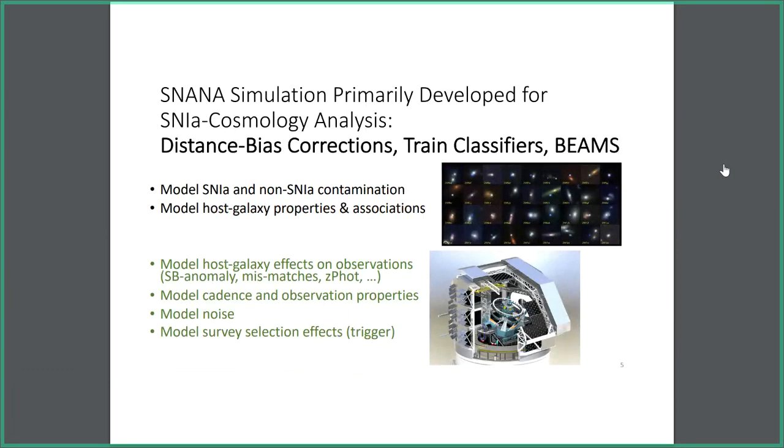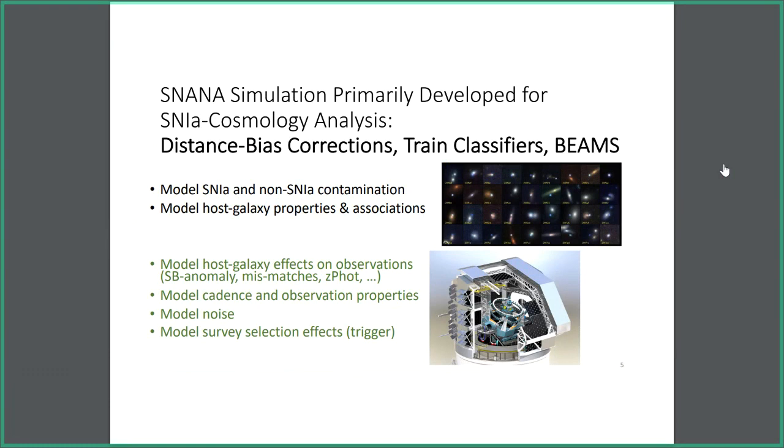I wanted to point out what this simulation is really for and how it's being used. This is an SNANA simulation, and the primary reason for its existence and development is for an SN Ia cosmology analysis. In particular, there are three things that we need it for: distance bias corrections, training classifiers, and using BEAMS. Roughly speaking, you can think of the simulation as two parts. First, there's the physical universe. We want to model type Ia and non-SN Ia contamination. Of course, contamination to us in a cosmology analysis is always somebody else's gold, so you have to be a little careful about the language.